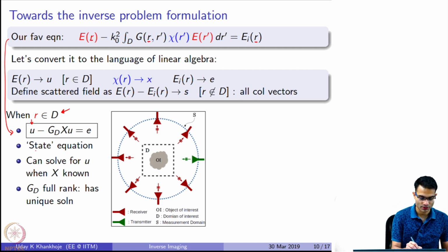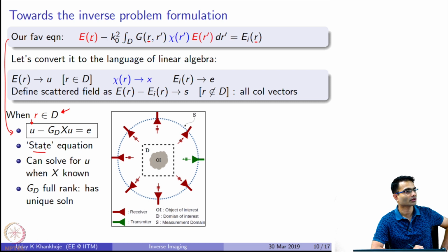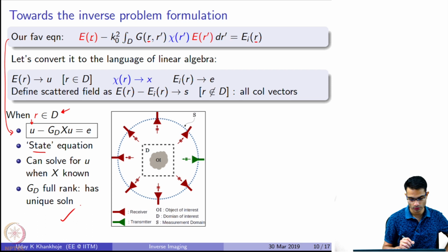This is given the name the state equation, because it tells something about the state of the domain. And if you give me x, I can solve for u, right. I can take u common from the left hand side, I will get identity minus g dx, which I have to invert and get the electric field. And this GD matrix is a square matrix, n by n. Not only is it square, it also has full rank. Therefore, it is invertible. So, I minus GD is also invertible, and it has a unique solution. So, this all we know.